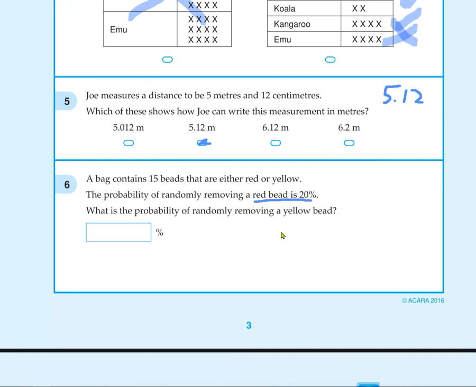A bag contains 15 beads that are either red or yellow. So if the chance of getting a red is 20%, then the yellow has to be the rest. 100 take 20% will give us 80%.